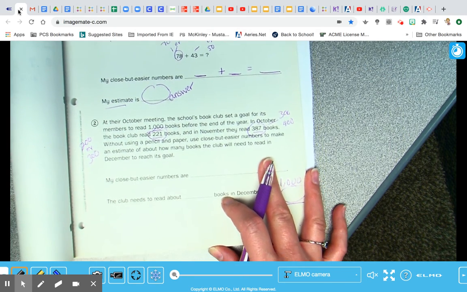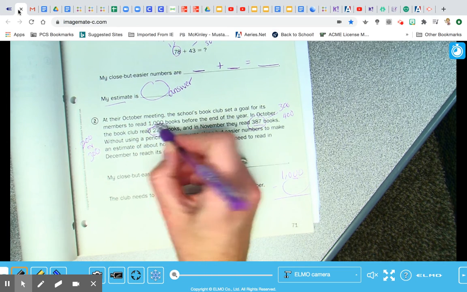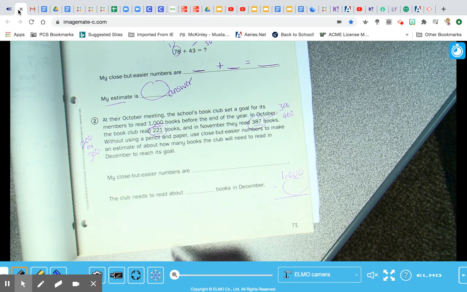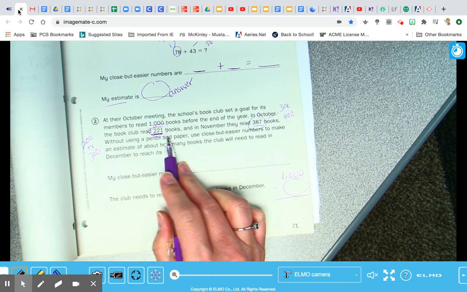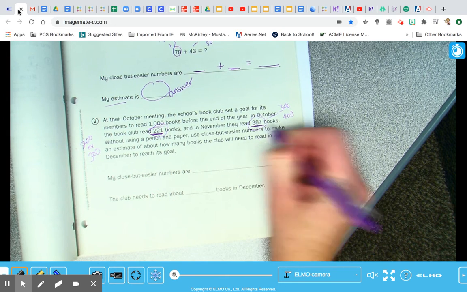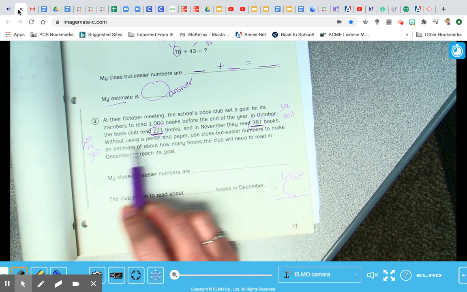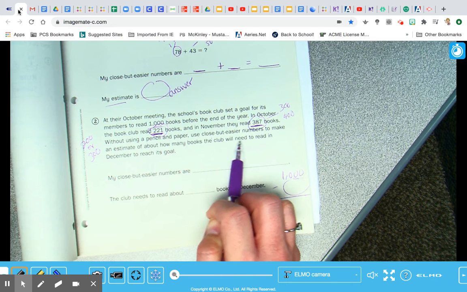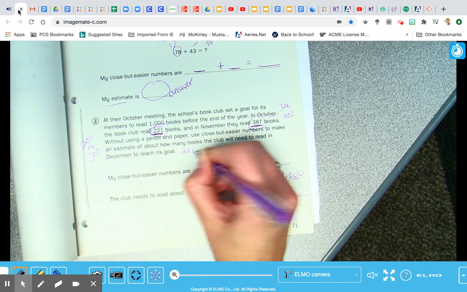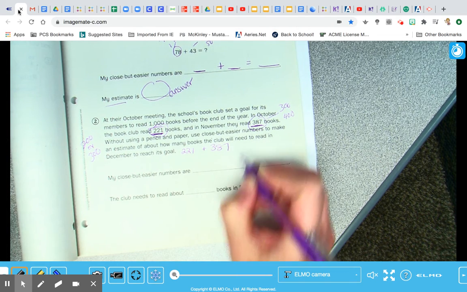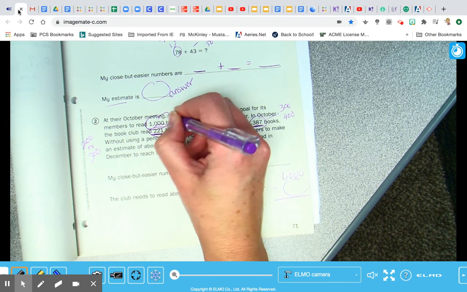Down here it says, at their October meeting, the school's book club set a goal for its members to read 1,000 books before the end of the year. In October, the book club read 221 books. And in November, they read 387 books. Without using a pencil and paper, use close but easier numbers to estimate how many books the club will need to read in December to reach its goal. So we're going to take 221 plus 387. This is our original problem, equals something. And here's the goal. The goal was 1,000.